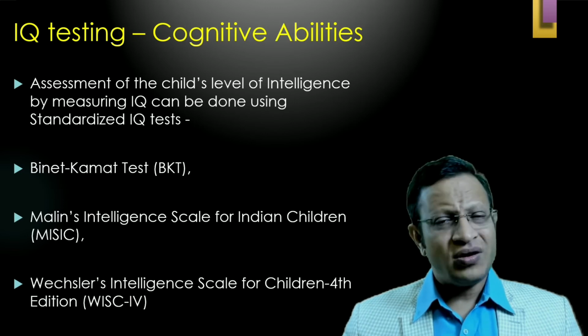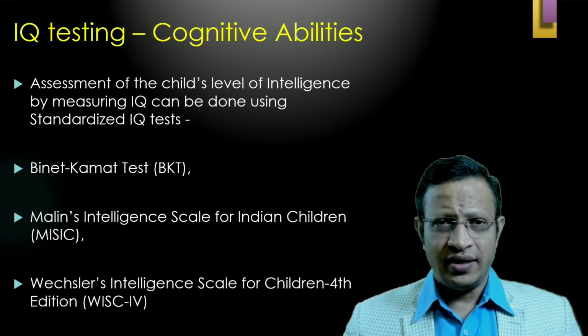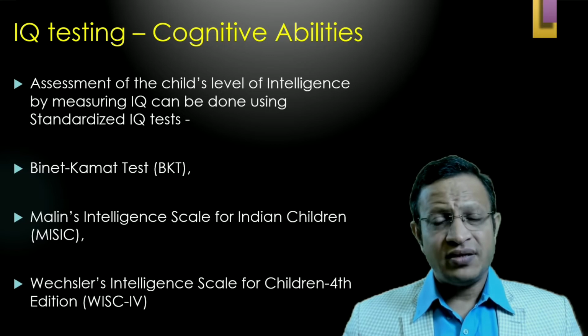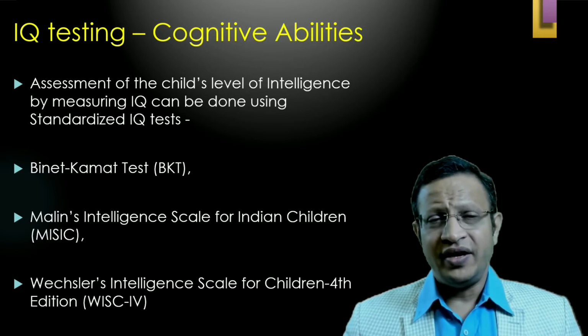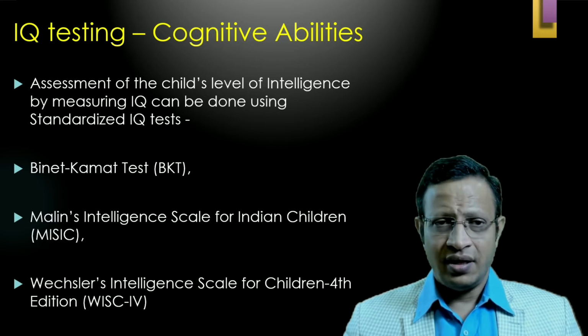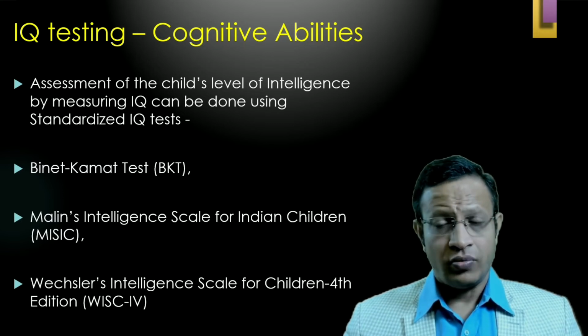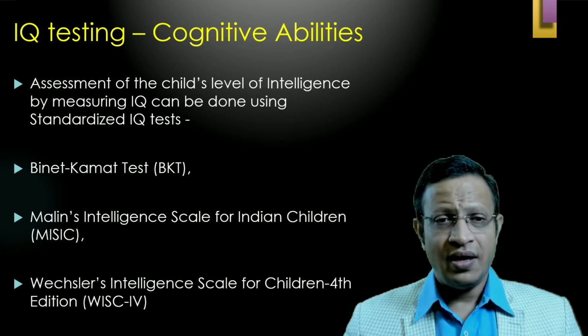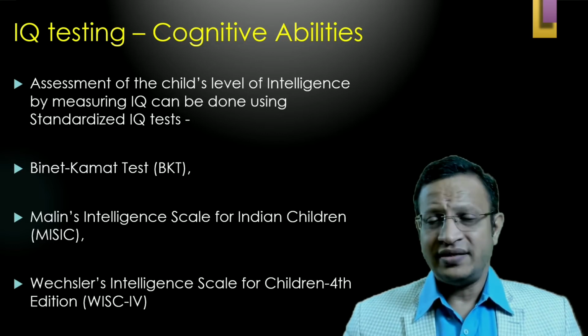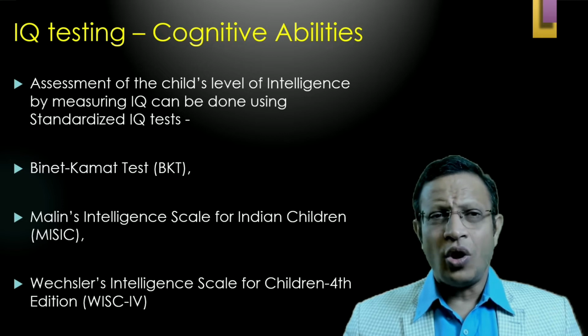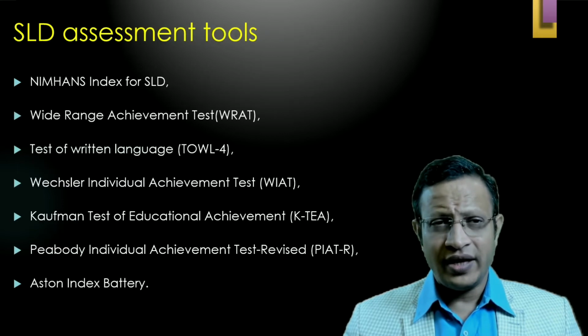What are the cognitive abilities or IQ testing done? Assessments of the child's level of intelligence by measure of IQ can be done by various standardized tests. It can be Binet Kamat test, or what we simply call the BKT test, Alexander's Intelligence Scale for Indian children, that is MISC, which is usually used in India, Wechsler's intelligence test. So these are the commonest IQ tests that are utilized.